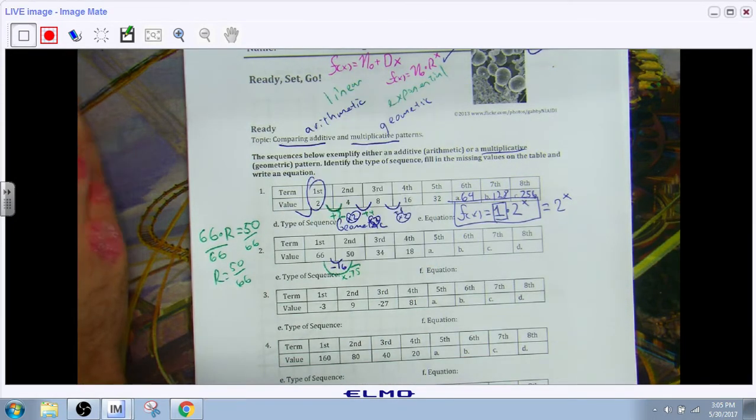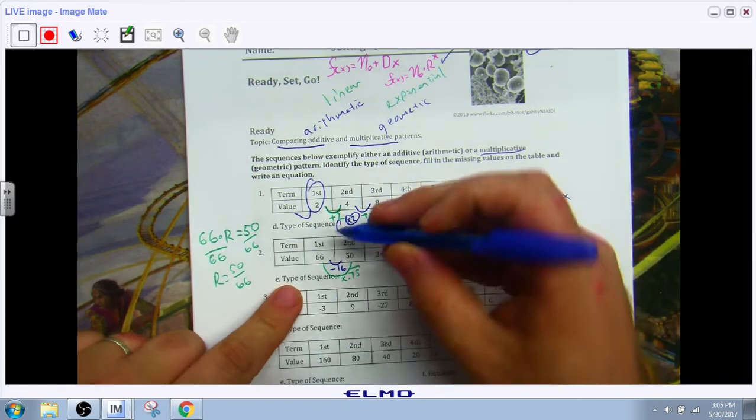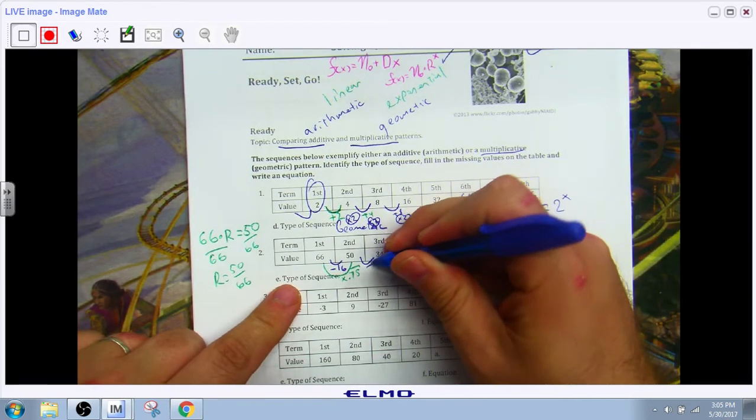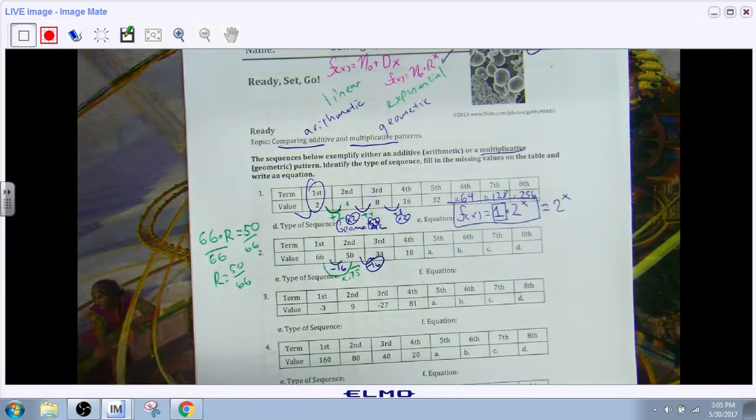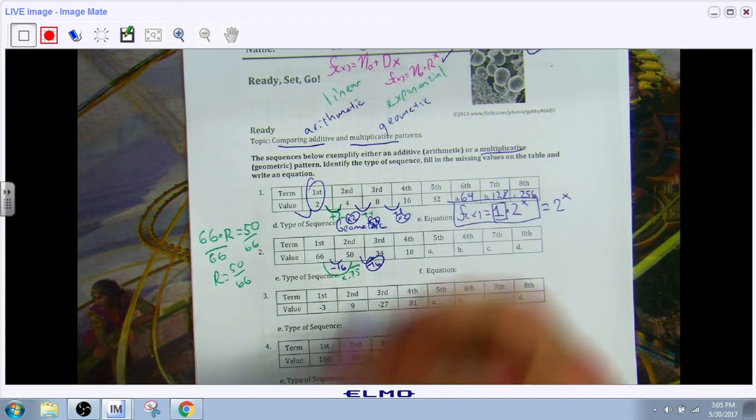Let's see what happens. So then I go from 50 to 34. Oh, that's the same as if I subtract 16. So I can see what I'm doing is I'm subtracting 16. This is arithmetic.